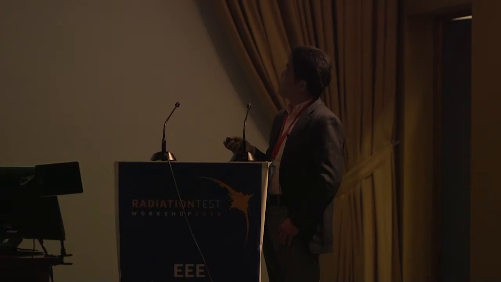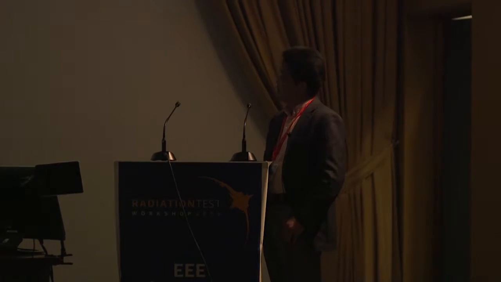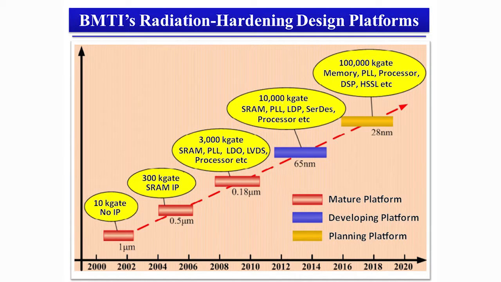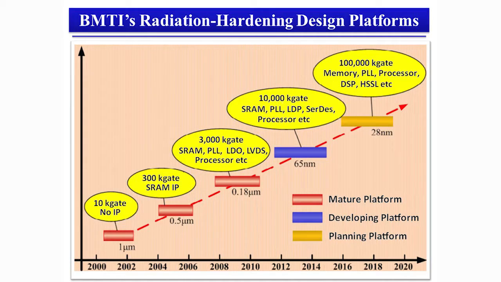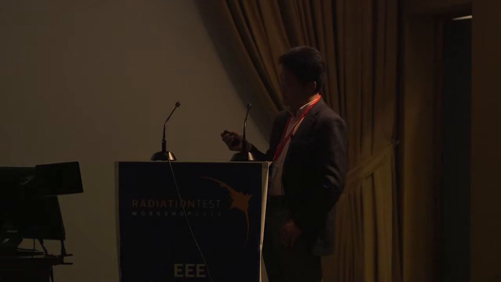Here is the design platform. Now we have 1 micron, 0.5 micron, and also a 0.18 micron design platform. This is a Metro 3 platform. Now we are developing the 65 nanometer. Next step, we will develop the 28 nanometer design platform.